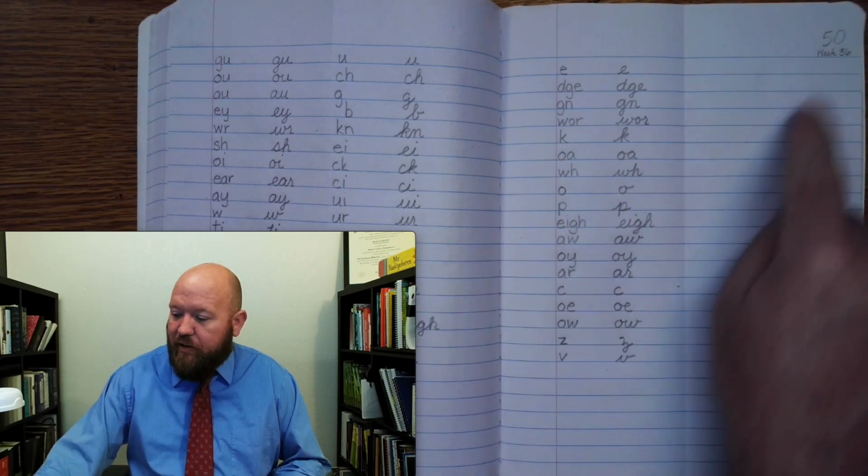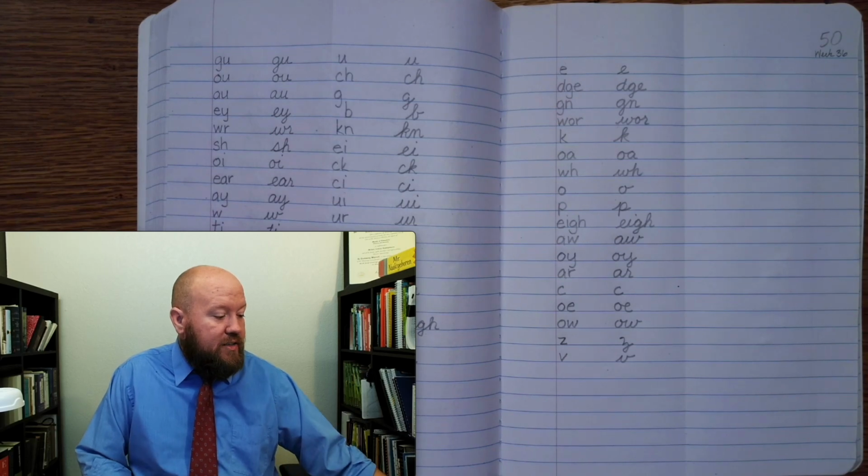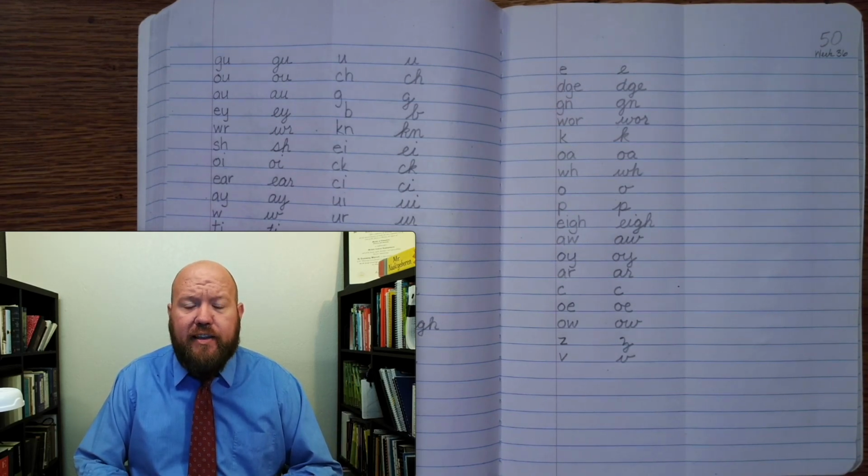All right, now it's time to do our written phonogram review. So here again, make sure you're on page 50. I will say the sound followed by the cue. You should say the sound followed by the cue as well. As you're saying that, you should be writing it. Write it on your own from memory and then look up to see if you got it right.